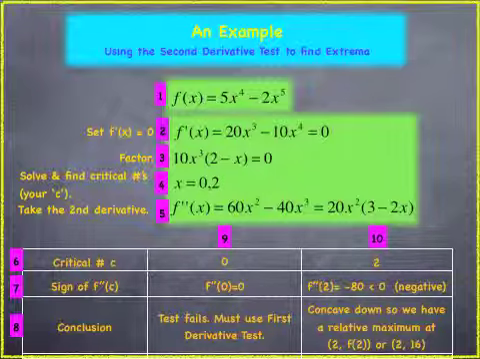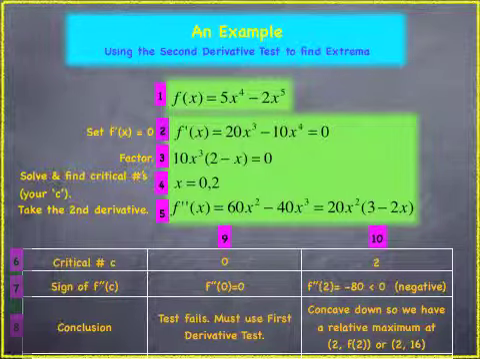Okay, but we can try the critical value 2 and see if we can get any success there. If you go to column 10, we take that critical value 2, plug that into the second derivative, and in this case we get a value of negative 80, which is obviously less than 0, a negative number. So the conclusion we can draw is that our function is concave down at 2, and we have a relative maximum at 2, f of 2, or 216 in this particular case.